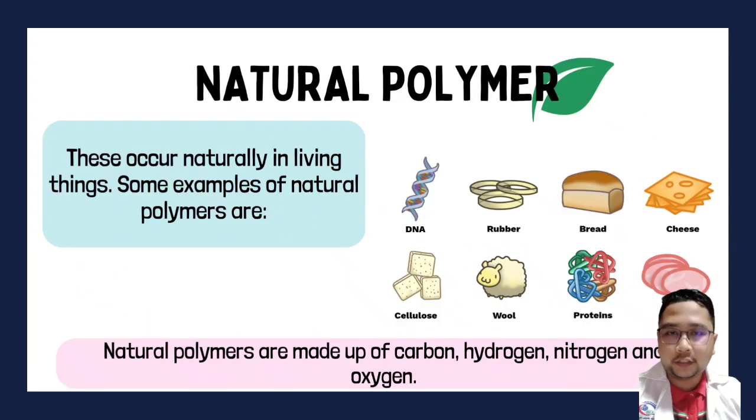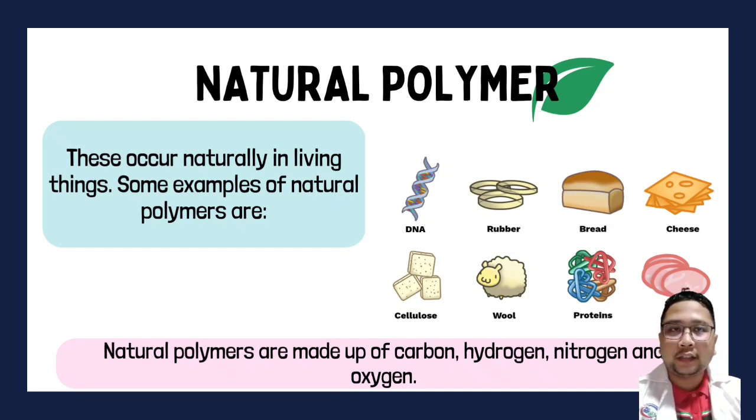Okay, let's look at the natural polymer. This occurs naturally in living things. Some examples of natural polymer are DNA, rubber, protein, and cellulose. Natural polymers are made up of carbon, hydrogen, nitrogen, and also oxygen.